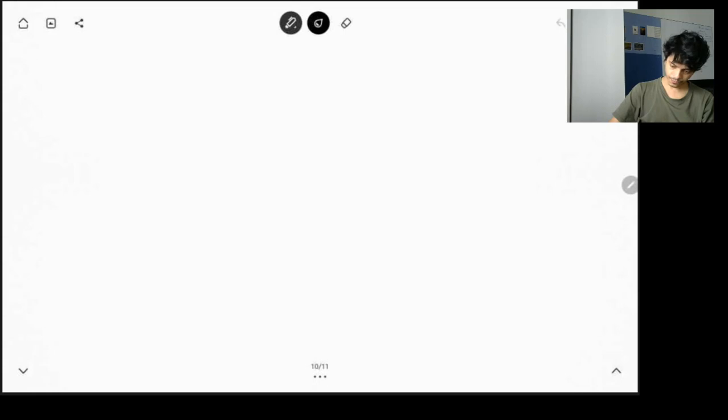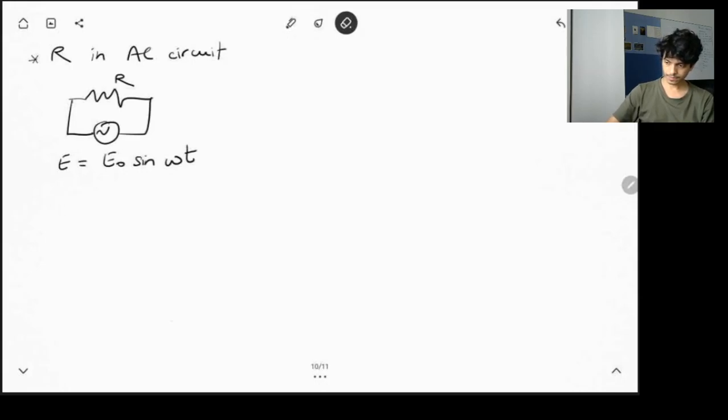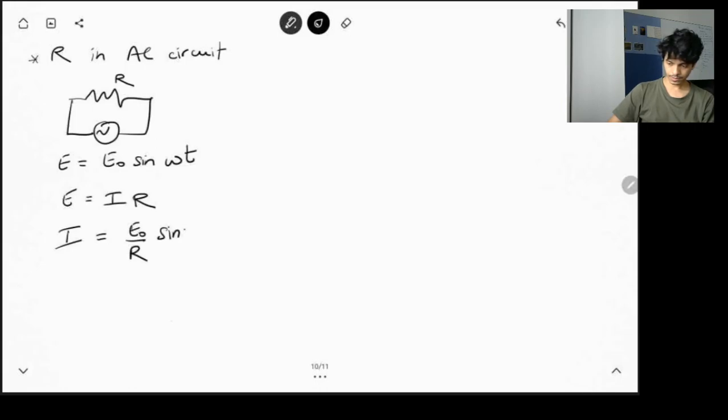First we'll do the response of R in an AC circuit. What we're looking at is a circuit that looks like this. The input that we're giving it, as I mentioned, is E0 sine omega t. And we know that the potential difference across a resistor, in this case I should call it E, is I times R. So I is just E0 over R sine omega t.